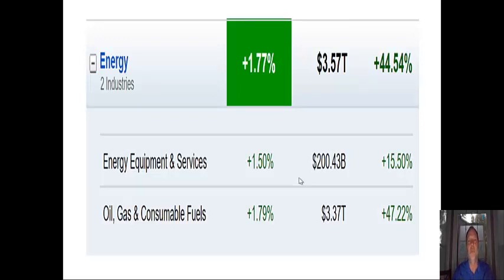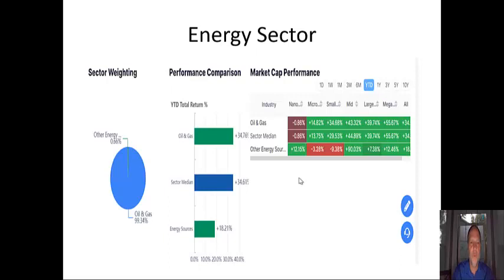The energy sector has done far better this year, the best performing sector by far, being up 44.5% year to date. It is mainly oil, gas, and consumable fuels, being $3.4 trillion of the industry's total of around 3.6 trillion. And the other component, energy equipment and services, is relatively quite small at only 200 billion. This is again largely an oil and gas sector. Other energy is quite small.